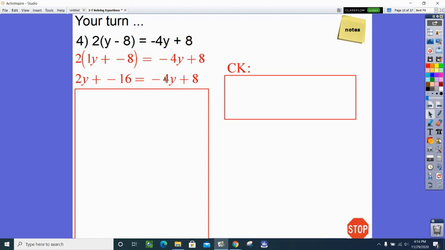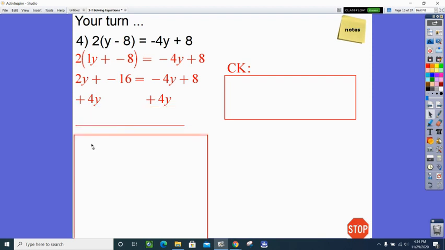Notice that I have a variable on both sides. So I can either subtract 2y, or I can add 4y. I'm going to choose to add 4y because I like to stay positive for the coefficient. 2 and 4 make 6y. And I'm looking at this two-step equation. Now, sometimes this confuses people when there's a plus and negative. We're not going to touch the 6y.